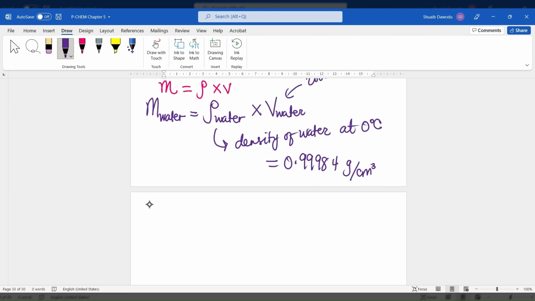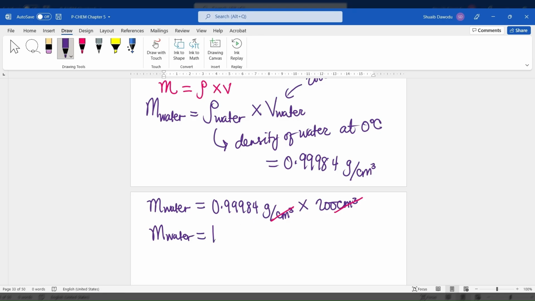So the mass of water is simply going to be the density of water at 0 degrees Celsius, which is just 0.99984 gram per cm cube, multiplied by the volume of water, which is simply 200 centimeter cube. Cancel out the centimeter cube. So the mass of water is simply 0.99984 times 200 centimeter cube. We ended up with 199.968 grams. So this is the mass of water.